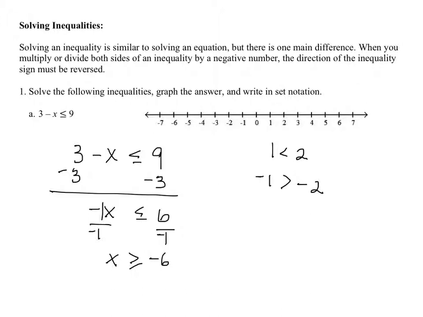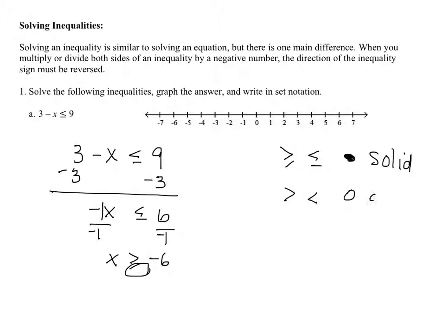I'm going to erase that so that you will not get confused with the graph. And here we go. Let's graph. Do we want -6? Yes, we do, because it has an equal to. So greater than or equal to, less than or equal to, you do a solid dot. Greater than or less than, it's open. Cool? So we're going to do a solid dot at -6, and we want x to be greater than it. So we're going to go to the right.